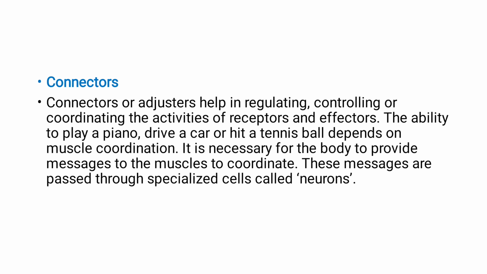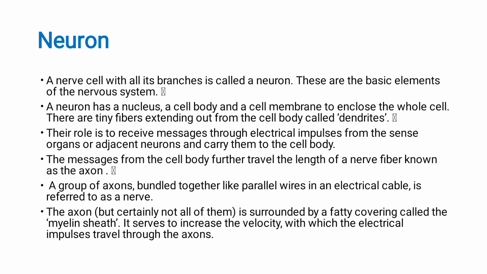So the messages are passed through specialized cells called neurons. Neurons play a very important role in all these things. A nerve cell with all its branches is called a neuron. These are the basic elements of the nervous system. A neuron has a nucleus, a cell body and a cell membrane. So the structural and functional unit of the nervous system is called the neuron.